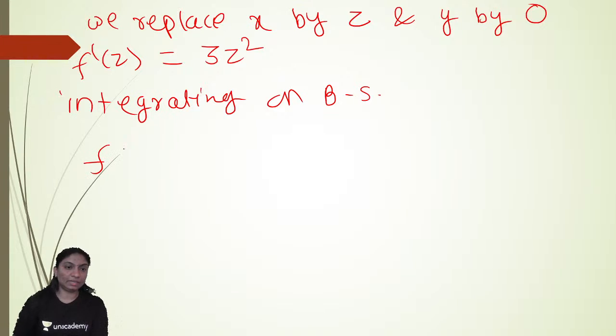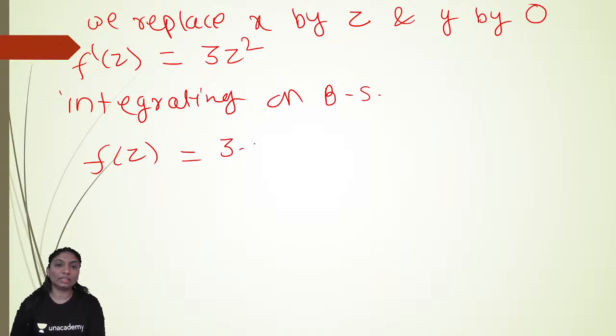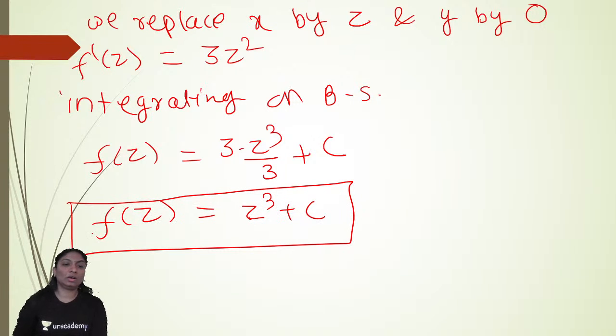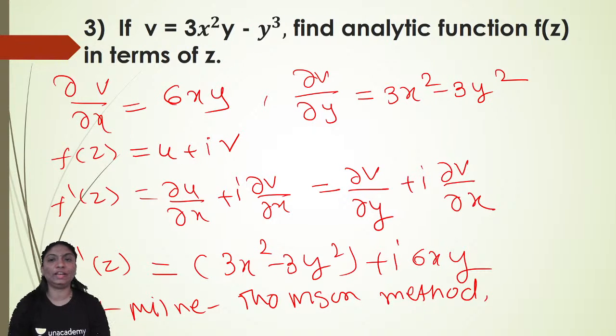Integral of f dash of z is f of z, integration and derivative cancel out. So after integrating you will get 3 into z cube by 3 plus constant of integration. So your f of z is equal to z cube plus c. This is your function f of z. There is another alternative method also: you can calculate u from v and write f of z is equal to u plus iv. You can do that method also, but I think this is the simplest method to find the analytic function f of z in terms of z.